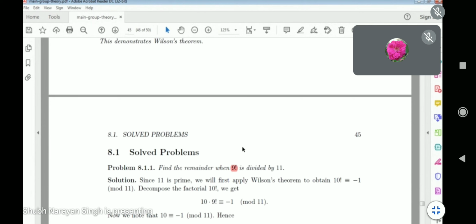So see, what Wilson theorem says: choose p equal to 11. You know that 11 is a prime number. I think all of you agree that 11 is a prime number. Now we use the Wilson theorem. Wilson theorem says that 11 divides 11 minus 1 factorial plus 1. In congruence terms, 11 minus 1 factorial, which is 10 factorial, is congruent to minus 1 modulo 11.